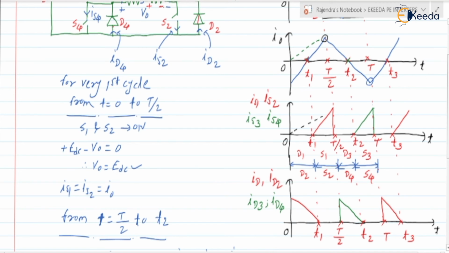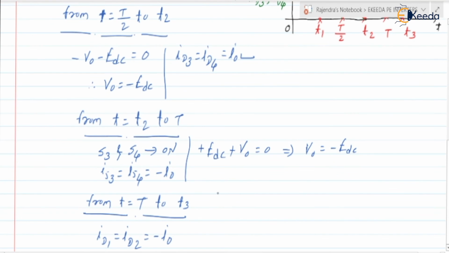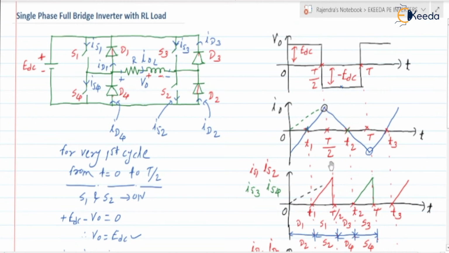Next, during this interval when D1, D2 conduct, if we apply KVL, it is plus V0 minus EDC is equal to 0. So this implies V0 is equal to plus EDC. So during T to T3, V0 is positive.